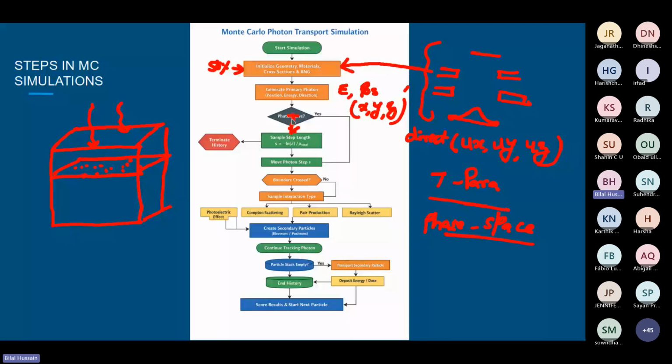I know what material it is made of. It may be a water phantom. It may be any other phantom. Let us say, for example, it is a water phantom. It's made of water here. So each material has its own attenuation coefficient.